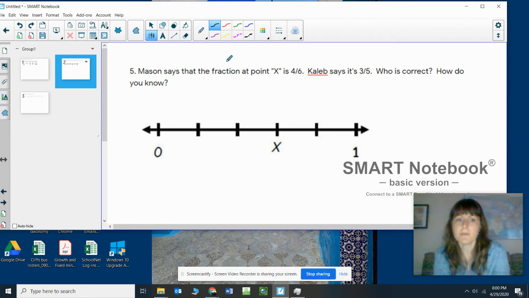So let's take a look at number 5. Mason says that the fraction at point X is 4/6. Caleb says it's 3/5. Who's correct? How do you know? So when we have a problem like this, the best thing to do is to just figure out what X is and then go back and answer the question. So we're going to use that same strategy.